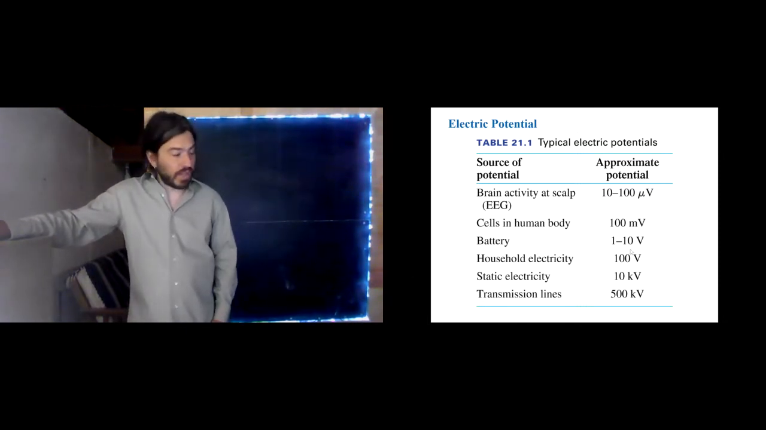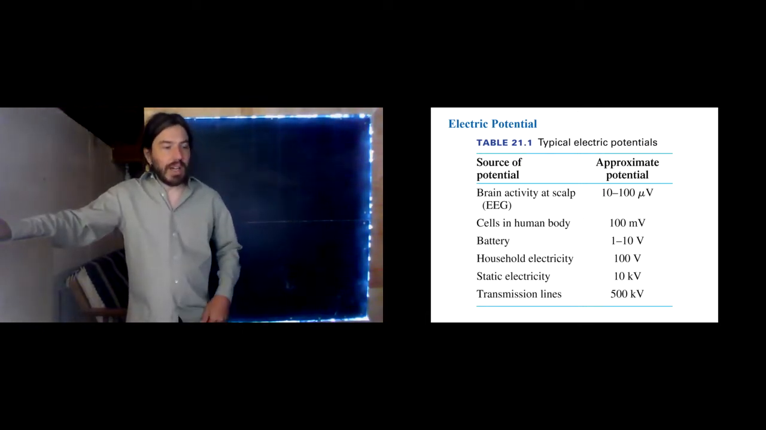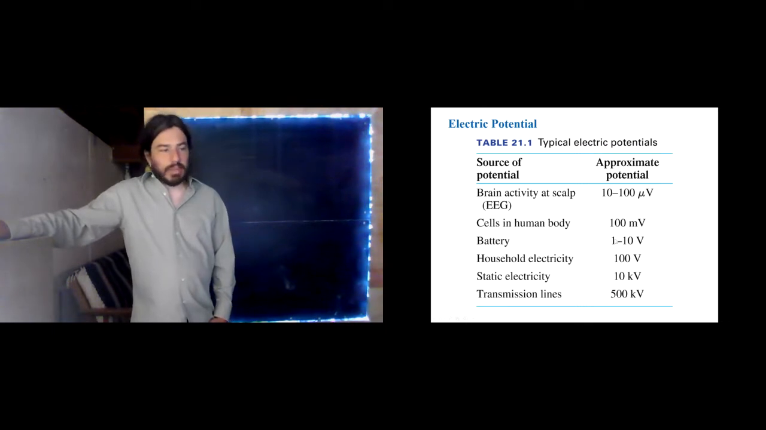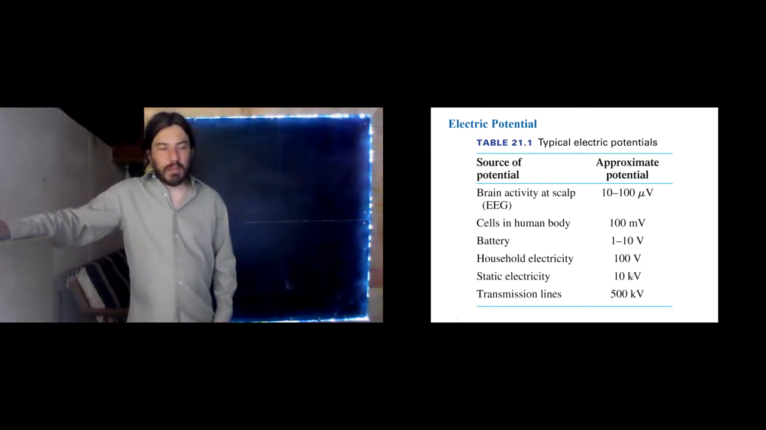A battery, I showed some at the beginning of this chapter, 1.5 volt batteries. Of course, 9 volt batteries are very common. The battery in your vehicle is probably 12 volts. Household electricity is 120 volts, typically 100 to 120 volts. Your dryer probably runs on 240 volts. That's AC voltage, alternating current. That's something we'll talk about in a little while. Static electricity, you can get kilovolts. It's probably kilovolts that develop between your finger and the doorknob before they discharge. So that's kind of interesting.